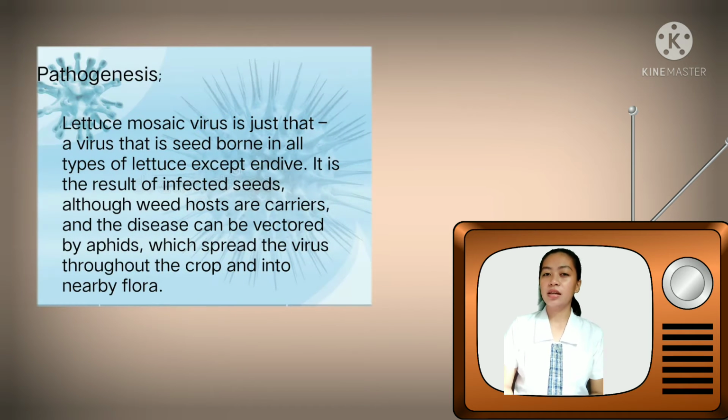Pathogenesis: it is a virus that is seed-borne in all types of lettuce except endive. It is the result of infected seeds, although weed hosts are carriers, and the disease can be vectored by aphids, which spread the virus throughout the crop and into nearby flora.